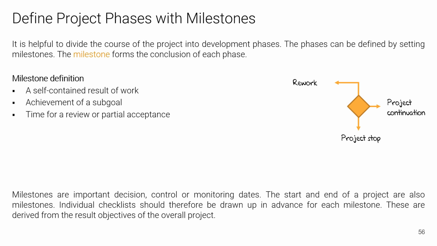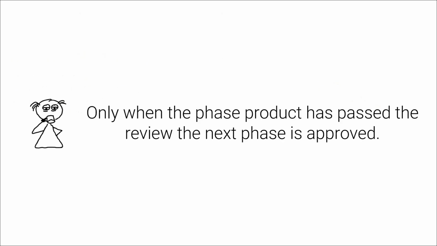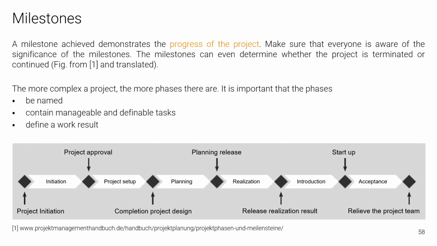By definition, you can say that a milestone represents a self-contained partial result, and then time for evaluation is typically taken. In industry, a milestone can lead to a decision whether missing content will be reworked, the project can be continued or even stopped. Milestones are very useful and give us a basis for decision-making, control and monitoring dates, and thus provide the framework for project development. Only when the phase product has passed the review, the next phase is approved. Milestones are therefore a good way of clearly defining the progress of a project.